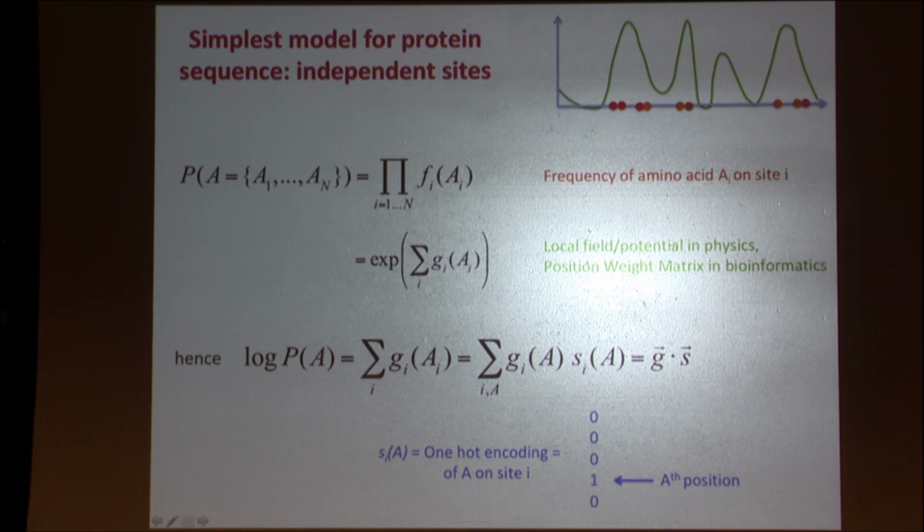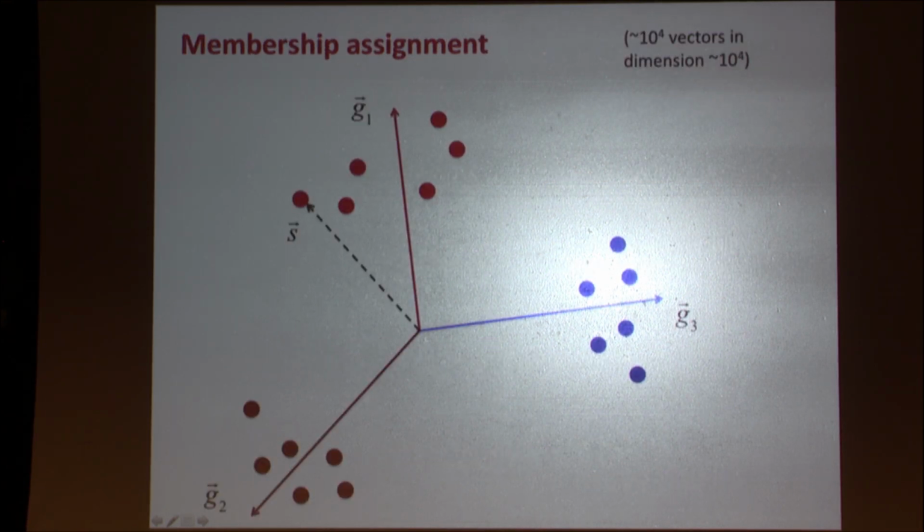So which means that my problem is now a purely geometrical problem. If I look at all the possible vectors, G1, G2, G3, up to 10 to the 4, which code for all the protein families, they define specific vectors in this high dimensional space. What is the dimension of the space? It's essentially 21 times the length of a sequence. They are not all the same length, but the dimension is typically over 10 to the 4.